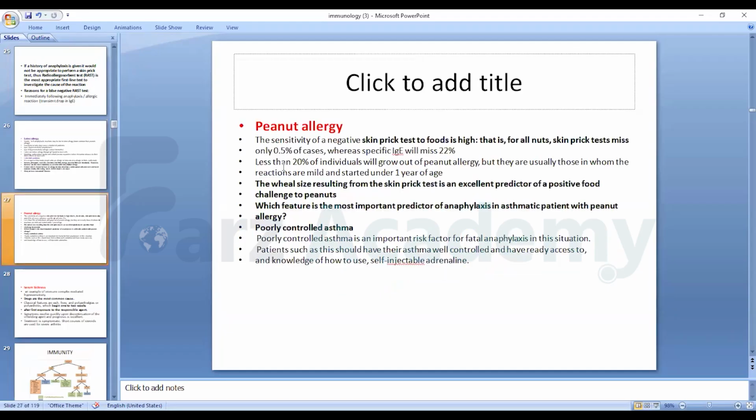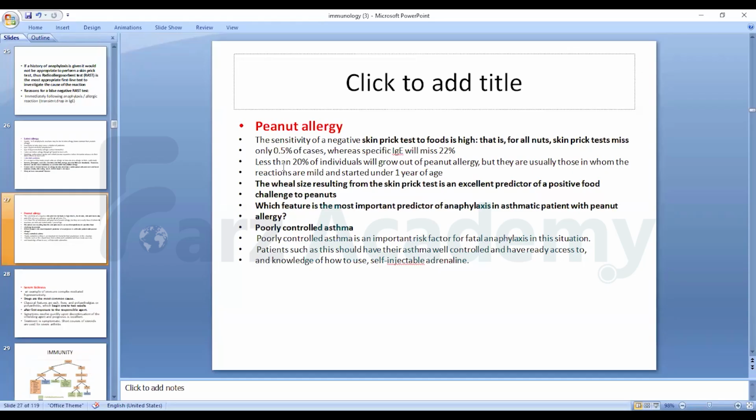Peanut allergy. The sensitivity of a negative skin prick test to food is high. That is, for all nuts, skin prick test misses only 0.5% of the cases, whereas specific IgE will miss 22%. Less than 20% of individuals will grow out of peanut allergy, but they are usually those in whom the reactions are mild and started under 1 year of age. The wheal size resulting from the skin prick test is an excellent predictor of a positive food challenge to peanuts.